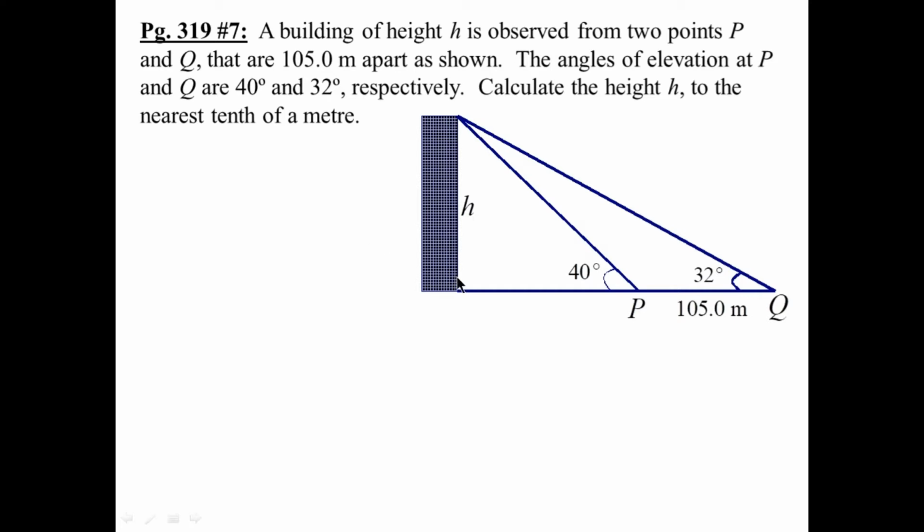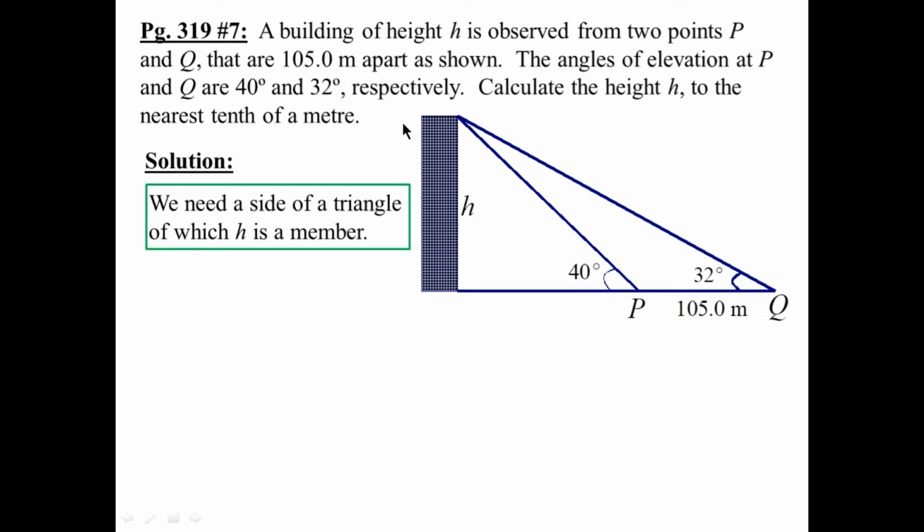Well, an angle of elevation is, for example, if you were standing at P and looking at the building, you would have to elevate your eyes 40 degrees. So elevating your eyes to look up, that's an angle of elevation. And the angles are 40 and 32 respectively. Calculate the height h to the nearest tenth of a meter. So we're given the diagram, we've got to find the height of the building.